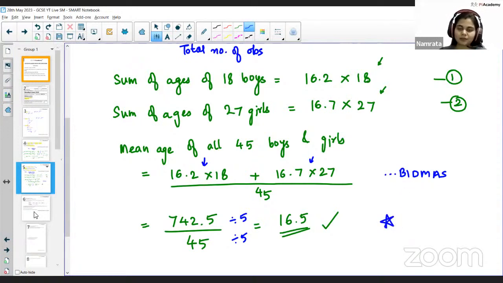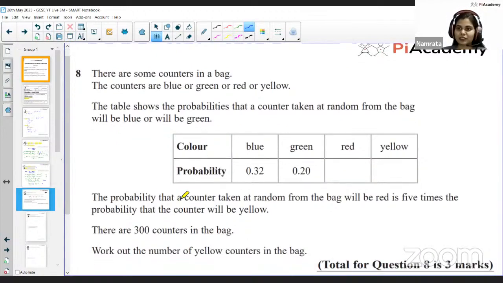All the best, everyone. So this is a pretty lengthy one. I'll mark the keywords for you. There are some counters in a bag. The counters are blue, green, red or yellow. So there are 4 colors.